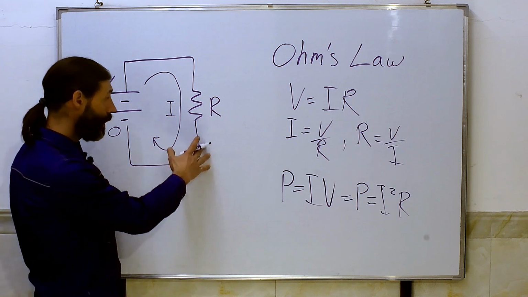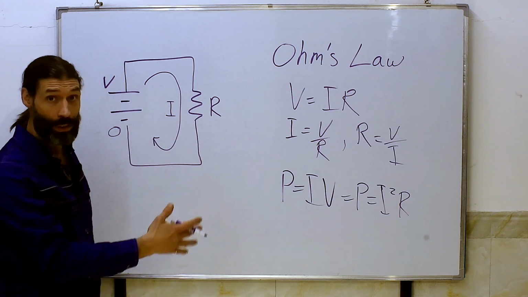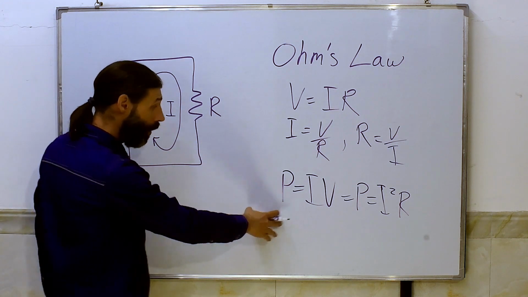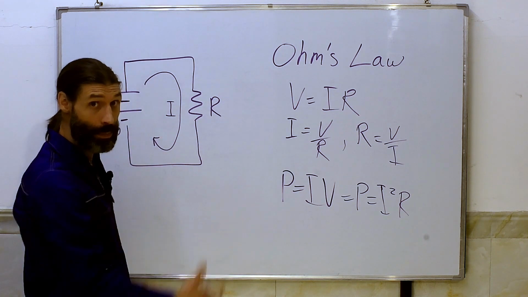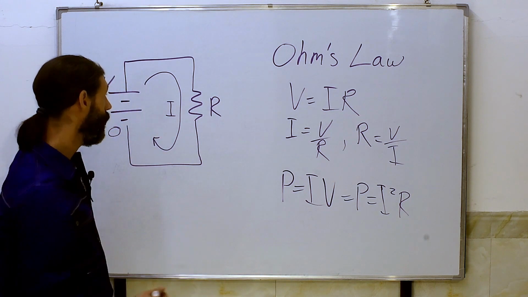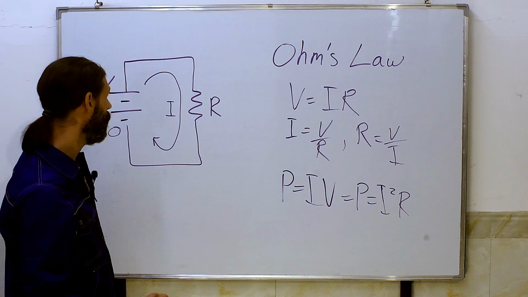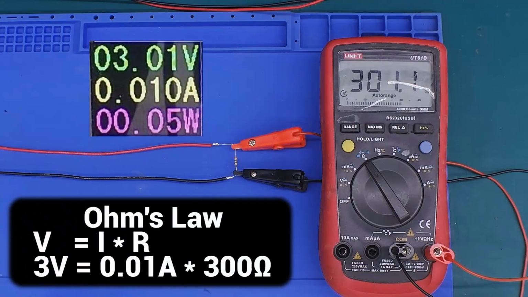And in the case of a resistor, it's leaving as heat. So really what this means is, how hot is my resistor getting? How much energy is my resistor dissipating? And this is going to be important a little bit later. This is just a quick demonstration to show that Ohm's law theory agrees with our experiment. We can see 3 volts, 10 milliamps, and a 300 ohm resistor.